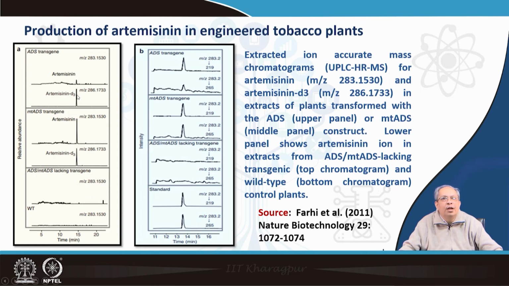So, they have checked the formation of artemisinin by using this UHPLC based method. Where you see this ADS transgene, the detection of artemisinin is there. Another transgene also shows detection of artemisinin, whereas in the control, the transformed plant lacking the gene, with only the empty vector, their artemisinin content is very less. And here is the same thing, they have checked it with the standards.